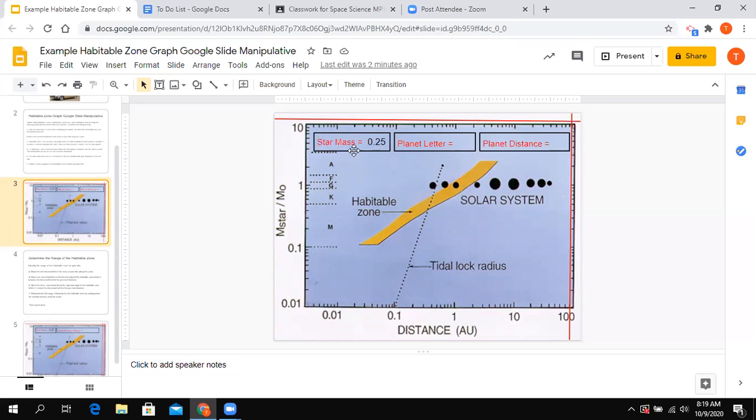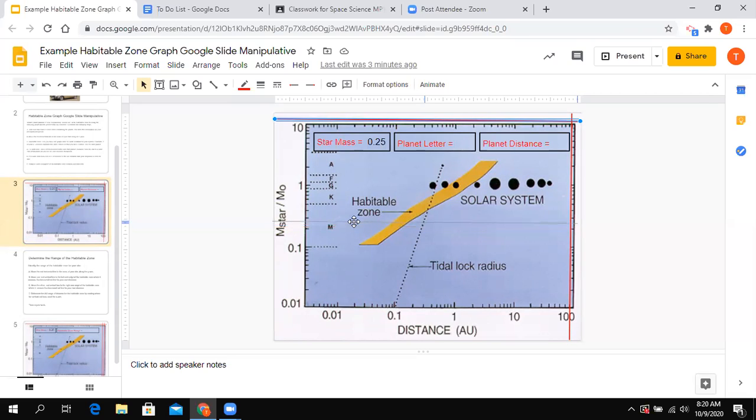Now my star mass is 0.25. So 0.1 is here. This is 0.2. This is 0.3. So 0.25 is right there in the middle. So I'm going to take my horizontal line and drag it down to the mass of my sun.